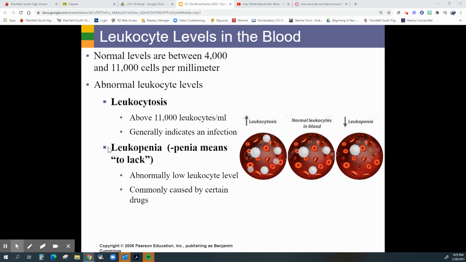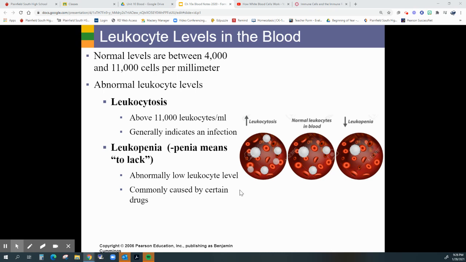The other process of this would be leukopenia. Penia here you can see means to lack. So essentially, these are people that have a low level of leukocytes. This can be caused by a couple different processes. You can see here it's normally caused by some sort of drug. A lot of times medications can cause a decrease in white blood cells because they're suppressing the immune system in some cases. Antiviral drugs, anti-rejection drugs for like kidney donors or any kind of organ donation.